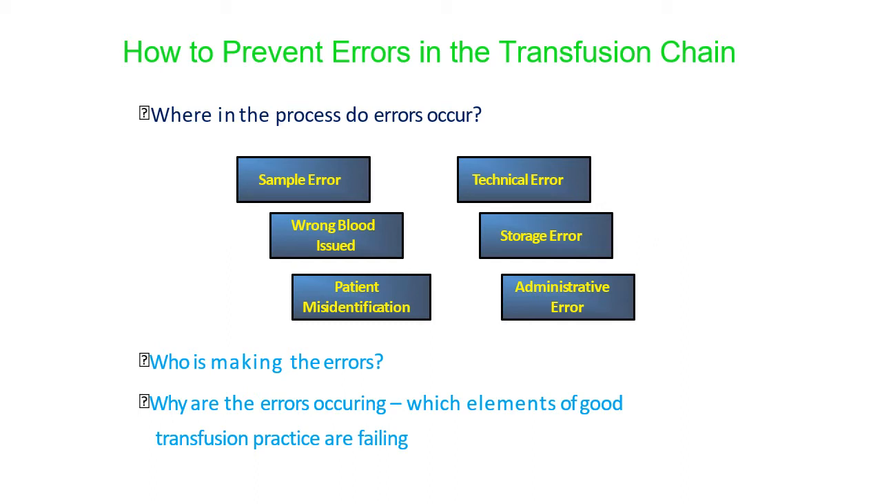So how will we prevent errors in the transfusion chain? Okay, so first and foremost error is sample error, then it will be technical error, it might be due to wrong blood issued, storage error, patient misidentification, and administrative error. Okay, so first we should identify who is making this error and why the errors are occurring. For example, if I tell you sample error, the samples are collected in ward. So if there is continuous sample errors happening, the person who is responsible for blood collection in the ward should be notified and the sample error can be prevented.